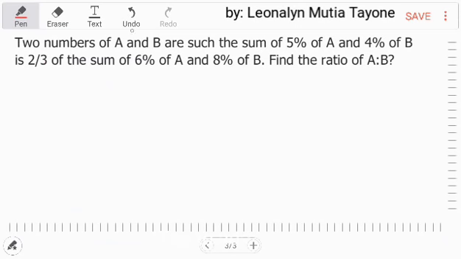Two numbers A and B are such that the sum of 5% of A and 4% of B is 2/3 of the sum of 6% of A and 8% of B. The question is, find the ratio of A and B. Ang tanong sa inyo ay, paano ito gawing equation? Pag sinabing sum, bali addition.